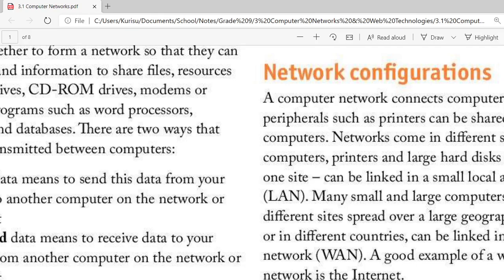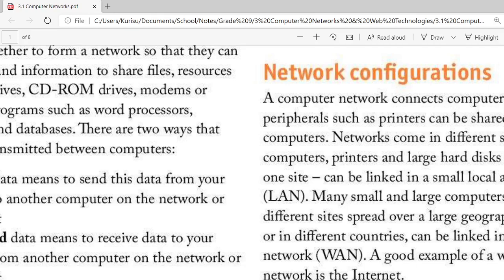Now, what is not mentioned here is a PAN. So I want you guys to take note of that. A PAN refers to a personal area network. So like how you have the LAN, that is a local area network. A PAN is a personal area network.